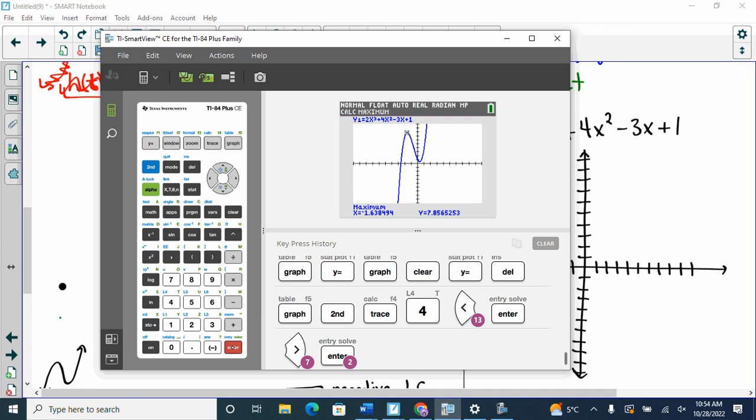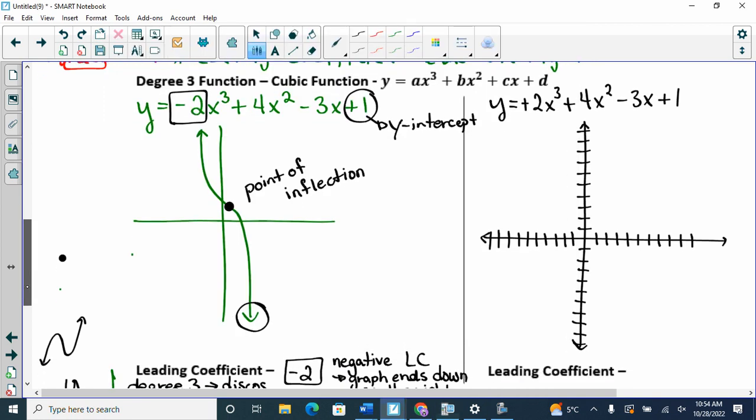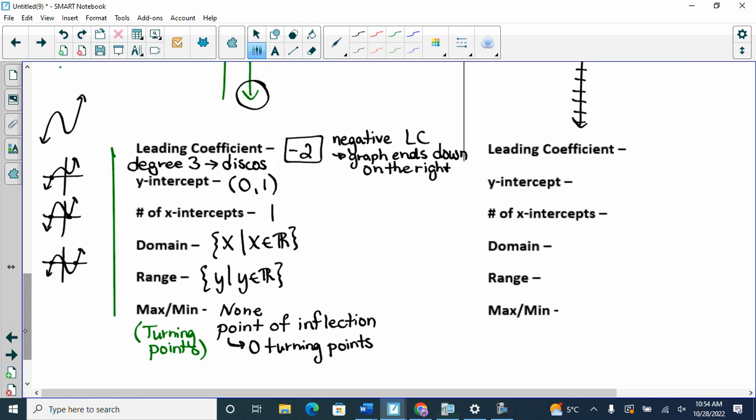So write that down to 2 decimal places. That's going to be our max. So we're going to go down here. I'm going to hope it doesn't shift on me, but there's no guarantee. Okay. My maximum is at negative 1.64, 7.86.